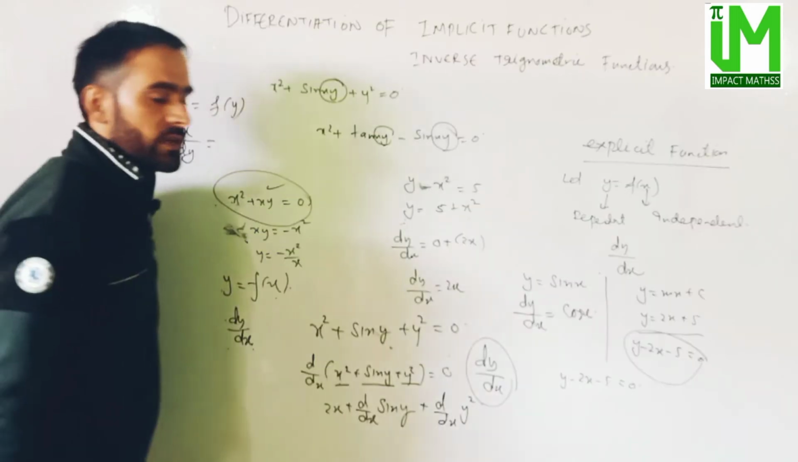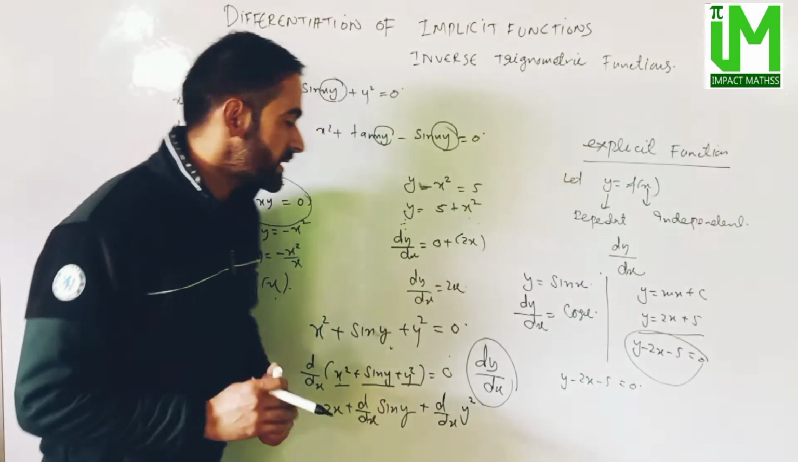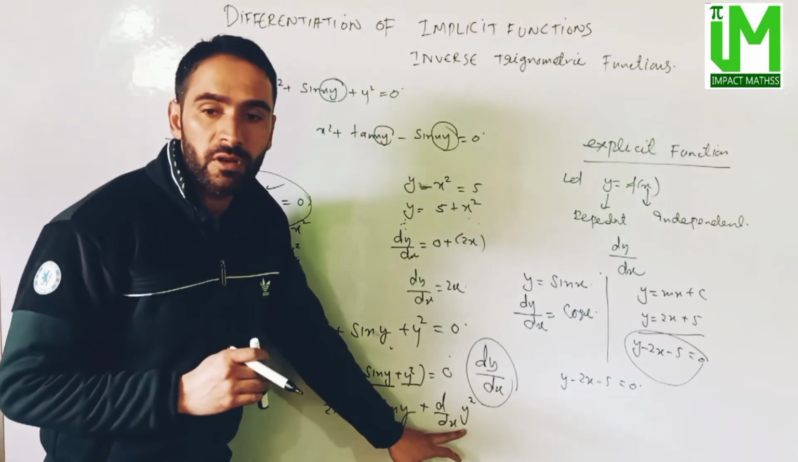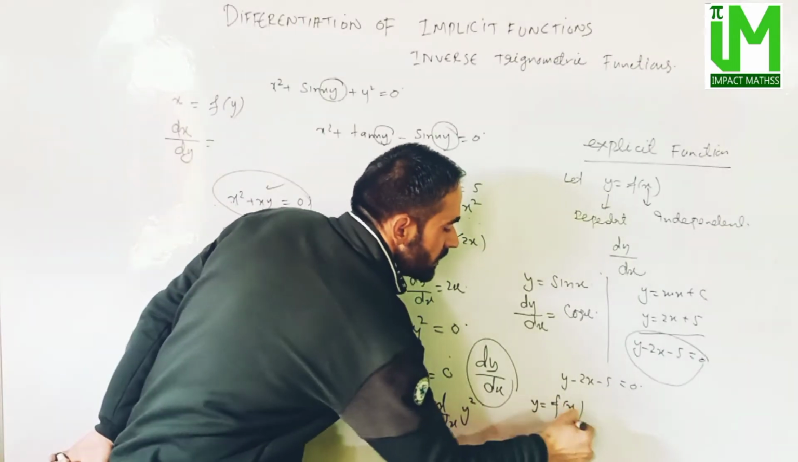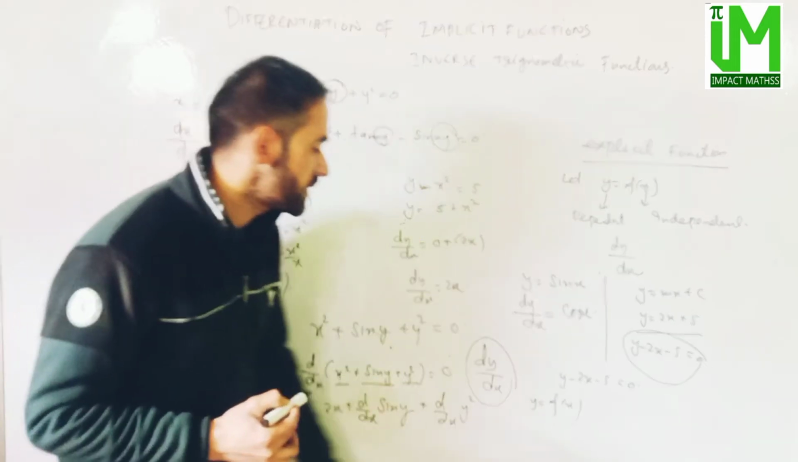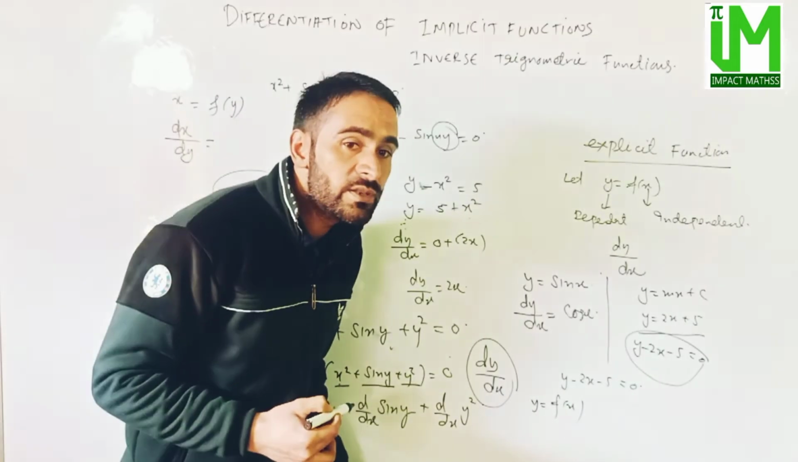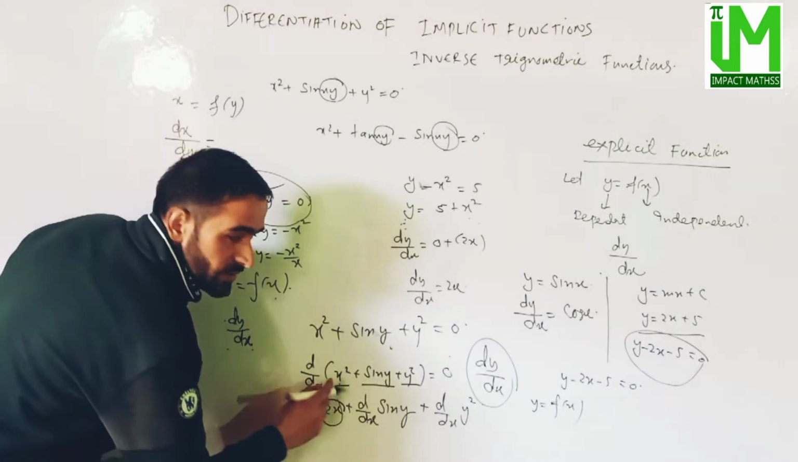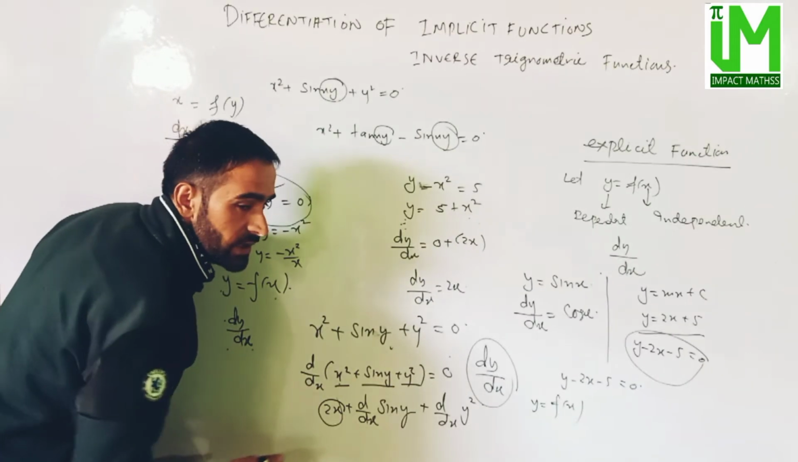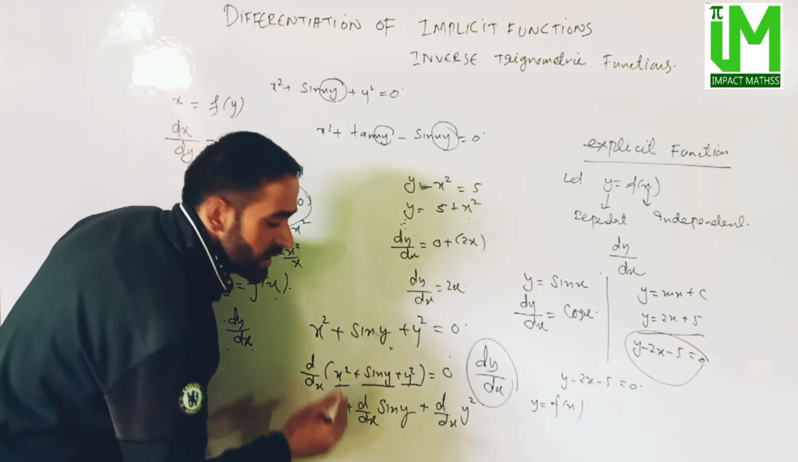d by dx of y square. But what is y actually? y is a function of x. So y is equal to f of x. This is not x here, this is y. If we do this differentiation, 2x is differentiation, it is simple.